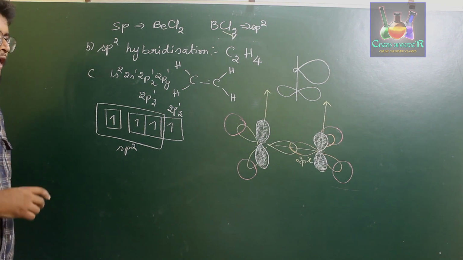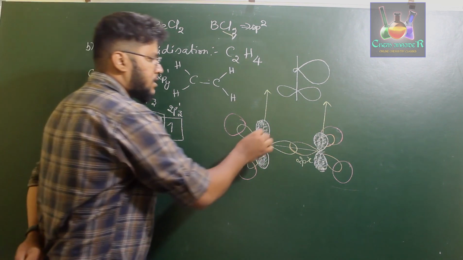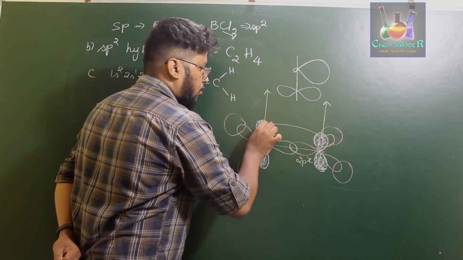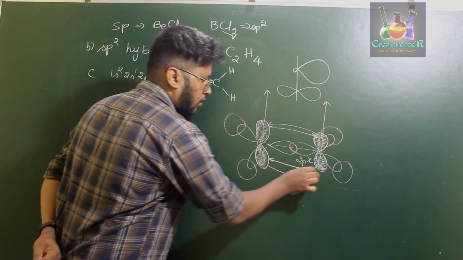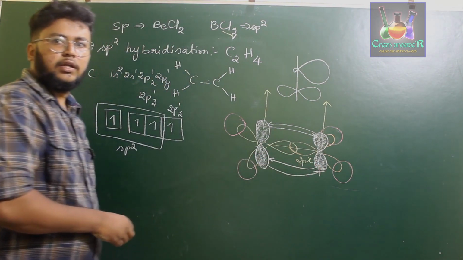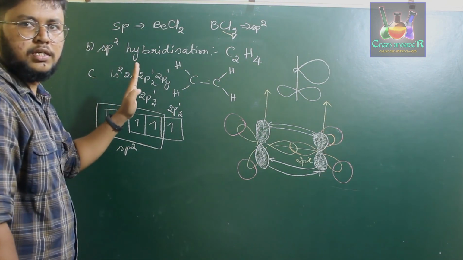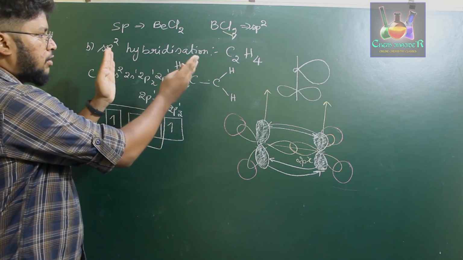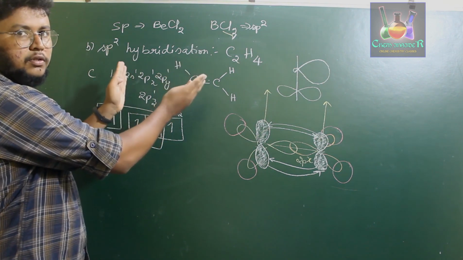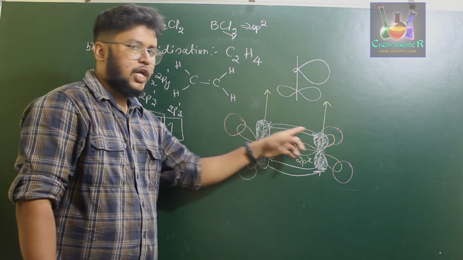This electron cloud on the 2pz orbital overlaps sideways. That means these two electron clouds interact with one another sideways. If you consider this as the z-axis and this as the z-axis of the other carbon, both will be interacting with one another, and that particular interaction is called the sideways interaction.